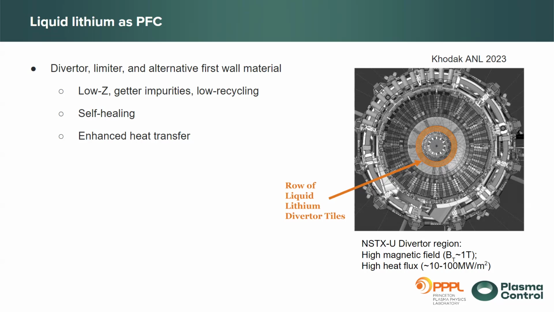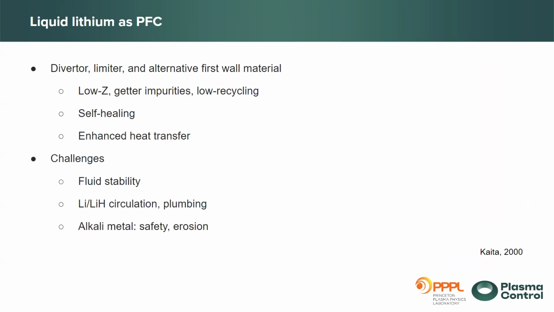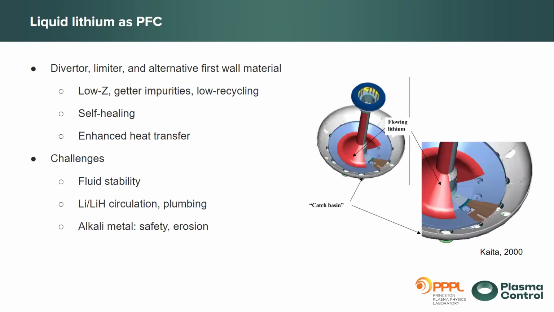This is the top down view where at these regions we're expecting magnetic fields around 1 Tesla and a very high heat flux, 10 to 100 megawatts per meter squared. However, we do have a lot of challenges facing this concept. And one of those has been the fluid stability.